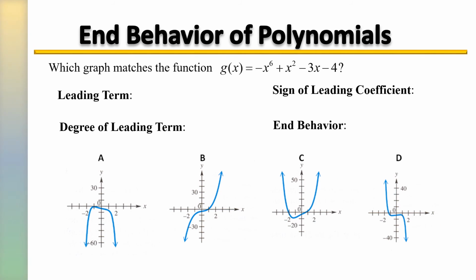Let's see if you can do this one on your own. Which graph matches the function g of x equals -x⁶ plus x squared minus 3x minus 4?